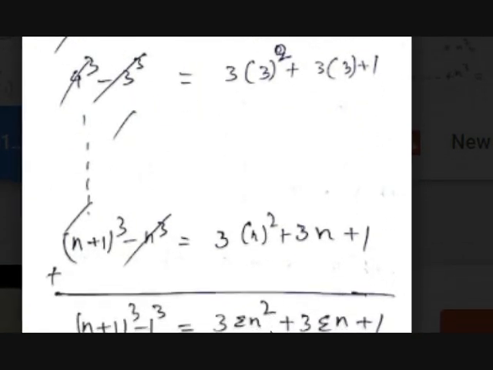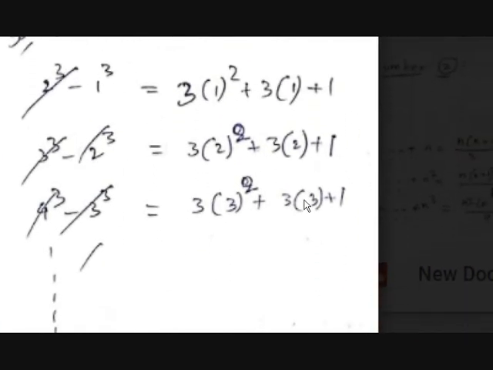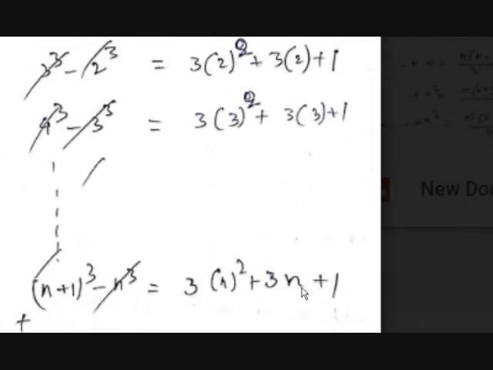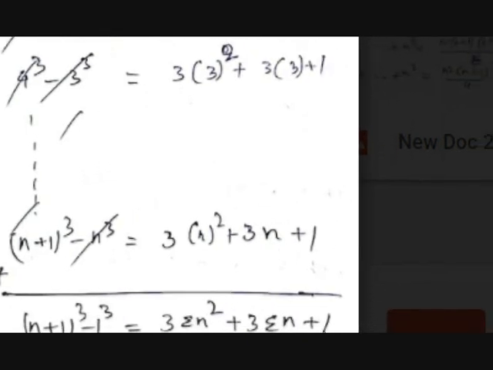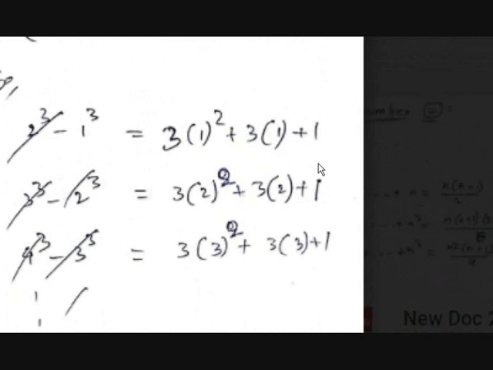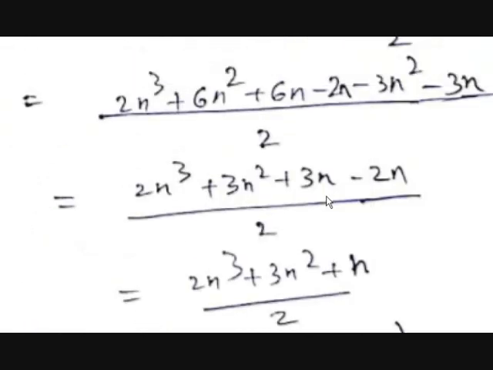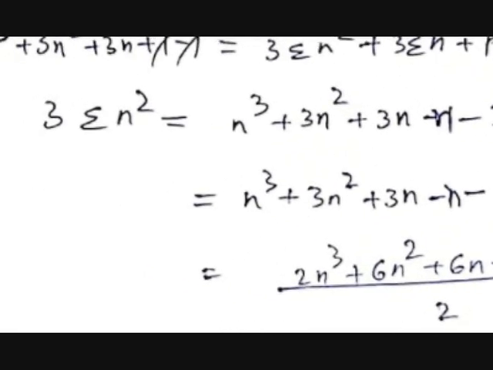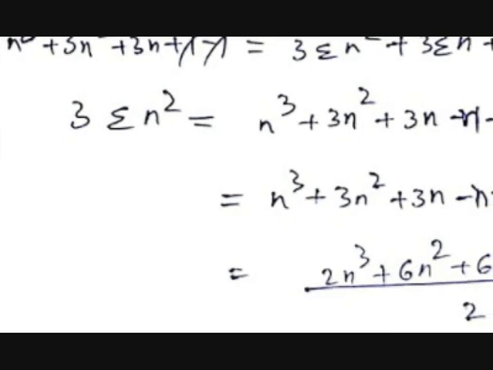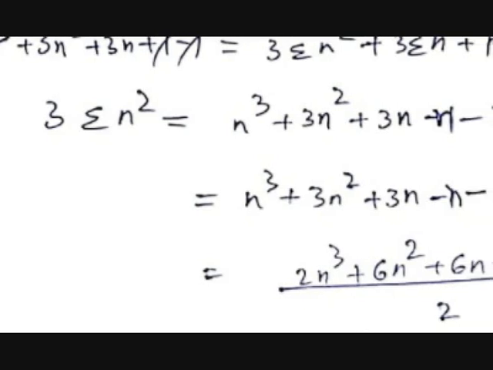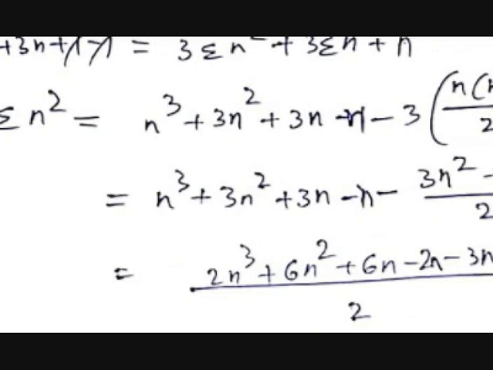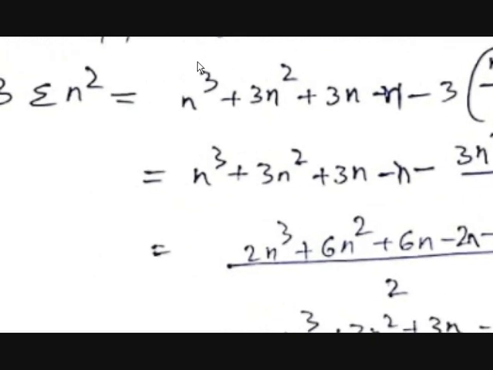That is summation of n square plus 3 into 1 plus 2 plus 3 and so on until n, which is summation of n, plus 1 plus 1 plus 1 and so on until n times, so you will get n. Then n cube plus 3n square plus 3n plus 1 minus 1, if we expand that, is equal to 3 into summation of n square plus 3 into summation of n plus n.